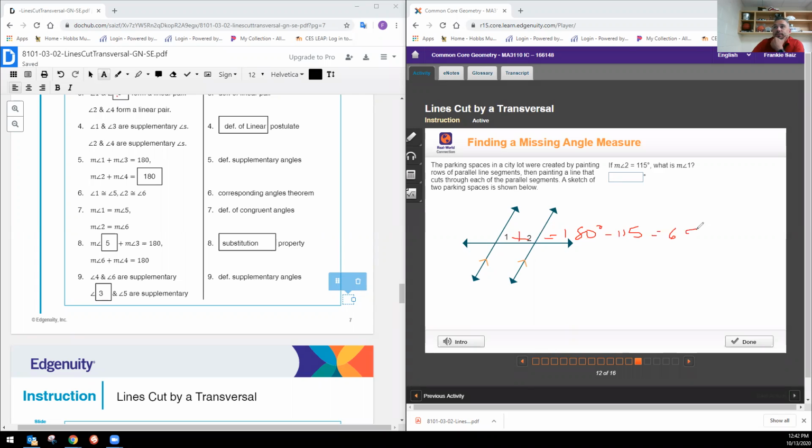So that right there means that this part has to be 65 degrees because they have to equal 180 degrees. Now let's examine a diagram in which there is more than one transversal.